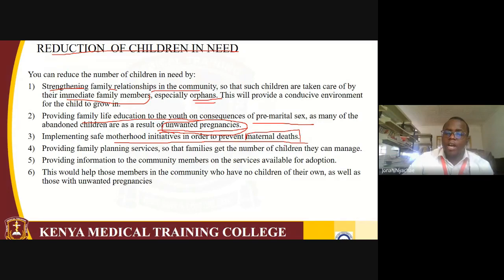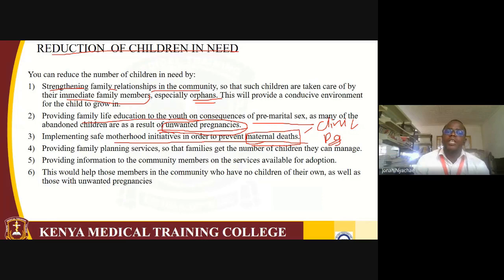So when your patient has come to the clinic, or you are able to see pregnant women, do you find time to talk to them, to encourage them to come to health facilities so that we prevent or reduce maternal death and end up with orphans? So we need to give this message.